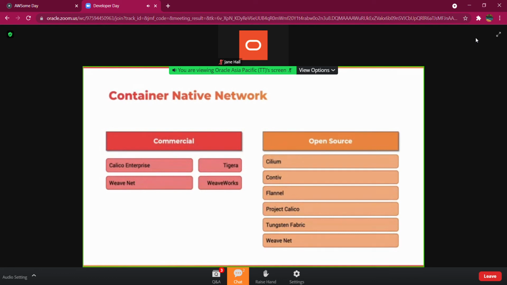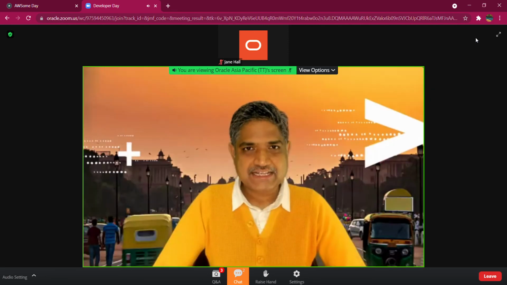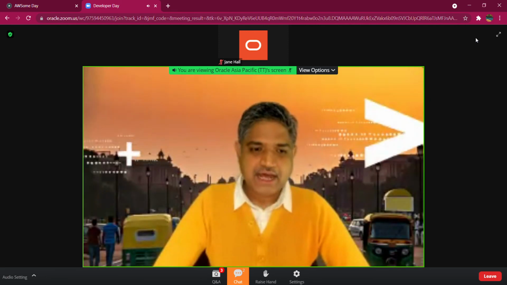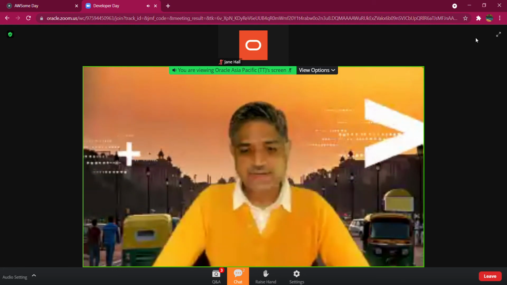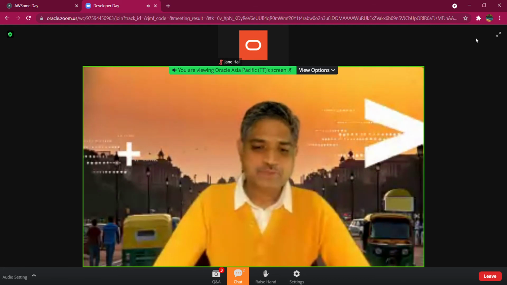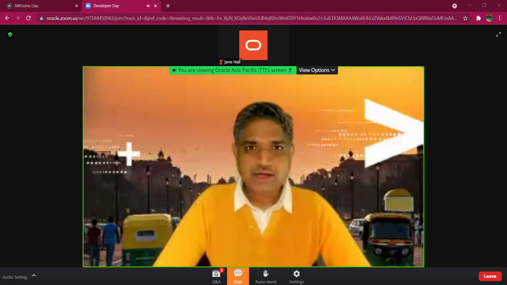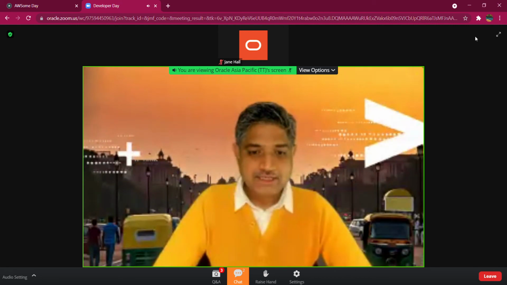Similarly, we have container native network. So container native network takes your virtual network or your software defined network to the next level by building subnets, bridges, and the network topology for your Kubernetes clusters and containerized workloads. There are commercial options as well as open source. For example, Project Calico is very popular among the ecosystem.